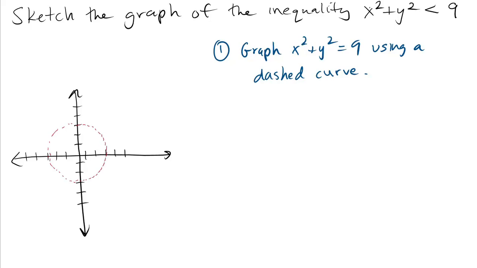Now we're going to test a point. (0, 0) is not on the circle, so that's what I'm going to test. So I'm going to test (0, 0) in the inequality.